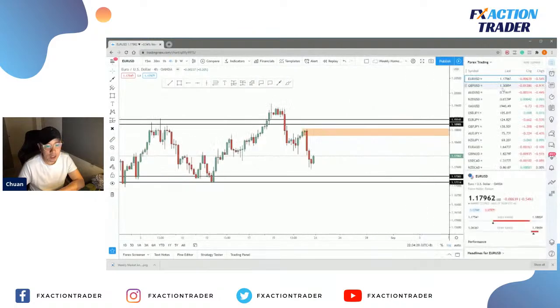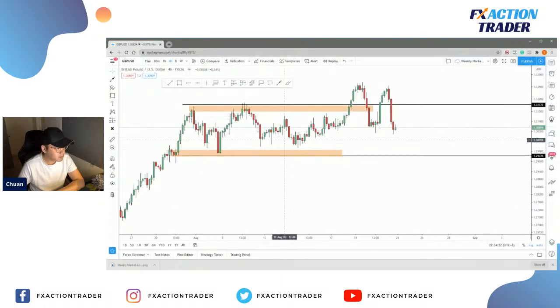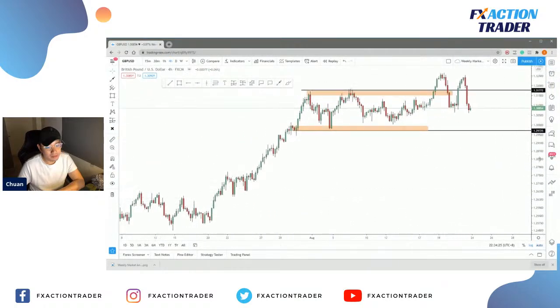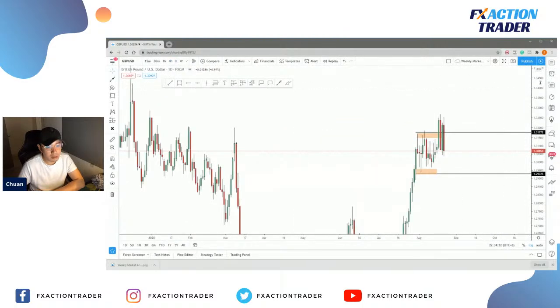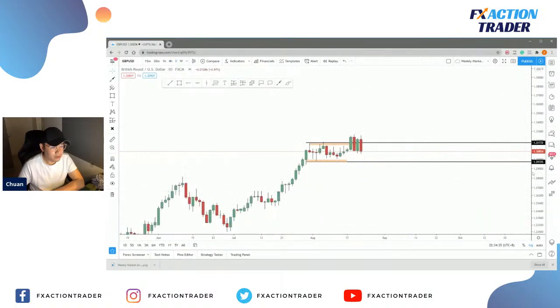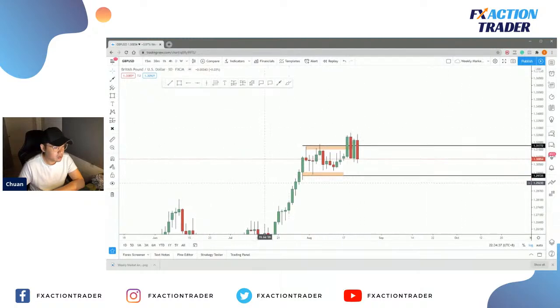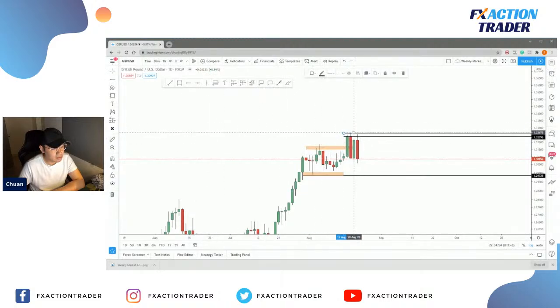Okay, let us have a look at the pound dollar. The movement of the euro dollar and the pound dollar are pretty similar. So as usual, let us start from the daily chart. On the daily chart, what we can see is that the market created a new high level, but this high level was not able to be broken. The market engulfed and attempted to break this level again, but this level is very strong.